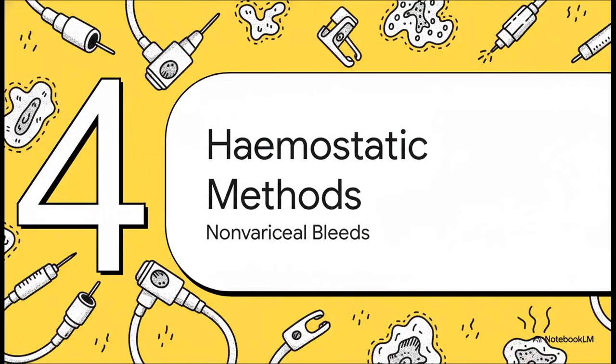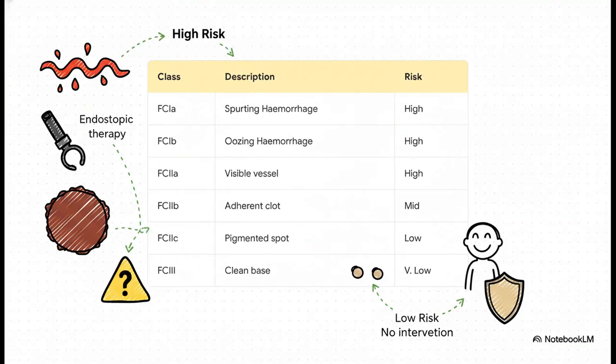Moving on to Section 4, Hemostatic Techniques for Non-Variceal Bleeds. Here we'll get into the procedural details, starting with lesion classification and then treatment. Right, the Forest classification remains the standard for risk-stratifying peptic ulcer bleeding.